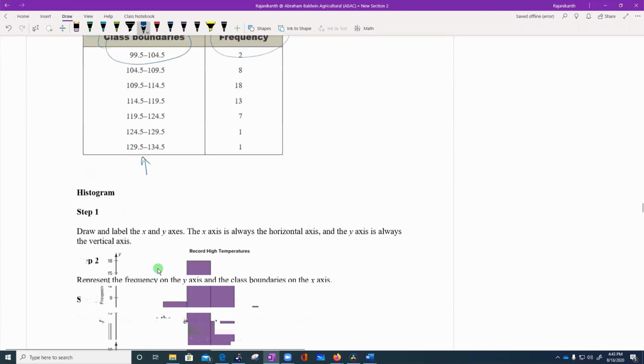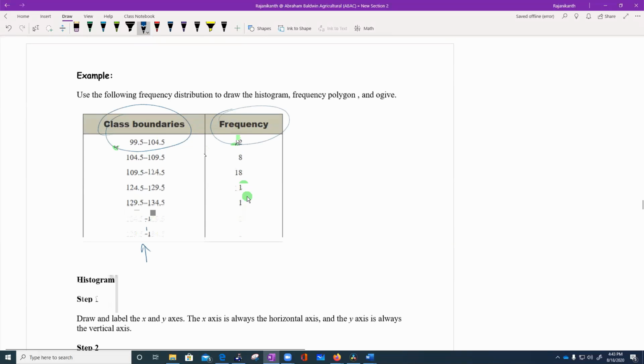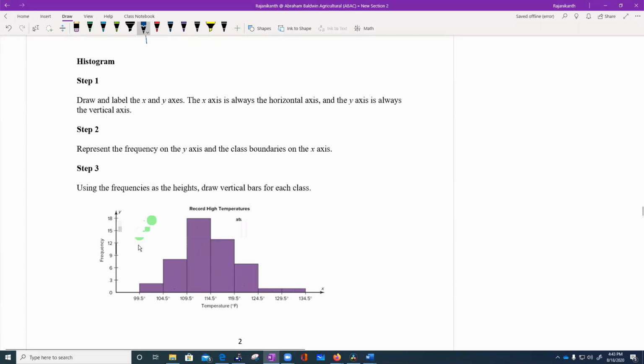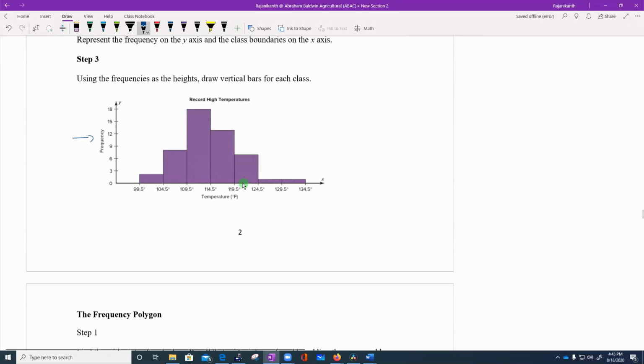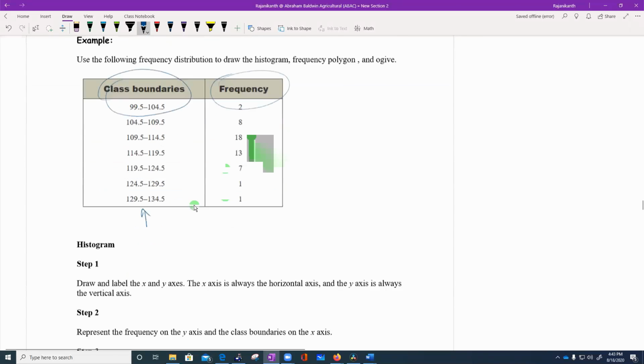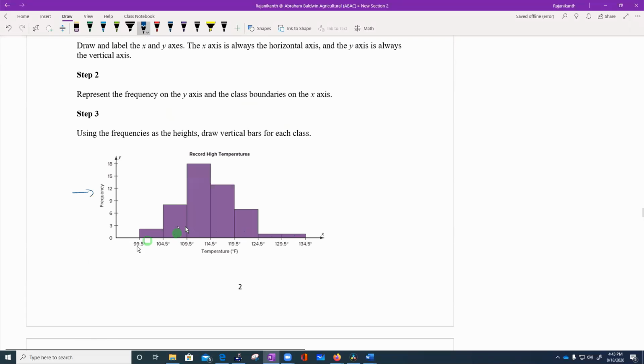Once you know your class boundaries and the frequency values, remember my frequency values are in my y-axis, okay? So this is my frequency value. So remember the maximum frequency is 18, right? But if you want, you could take 20 as well, doesn't matter. But you have to cover all the frequency values. That's it. Then draw the bar graph without gaps. Then you will get the histogram.